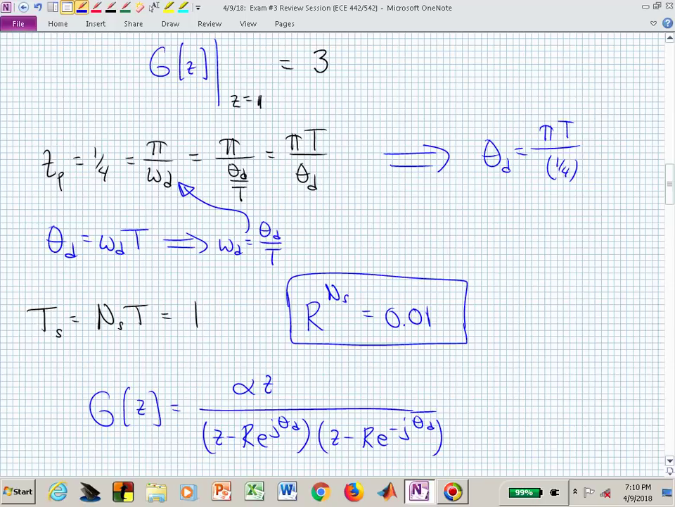Now that we have R and theta sub D, we know those poles, and if somebody says, oh, assume that you have a 0 at the origin, you could put a z in the numerator, and alpha, how are we going to find alpha? That's using the DC gain, isn't it? And we would replace z with 1.